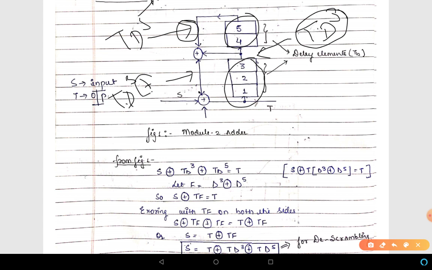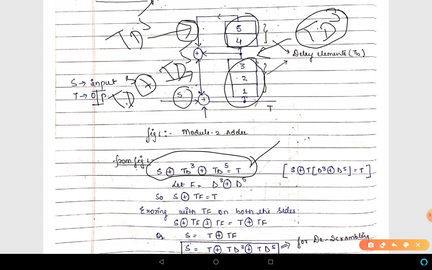Here we get TD^3 modulo 2 addition TD^5, and this is to be XORed with S, so that we get this equation: S modulo 2 XOR TD^3 modulo 2 XOR TD^5, and finally we get T, which is the output sequence. Let us assume that F is represented as D^3 modulo 2 XOR D^5. So rather than writing D^3 and D^5 every time, we have assumed this to be a function F.